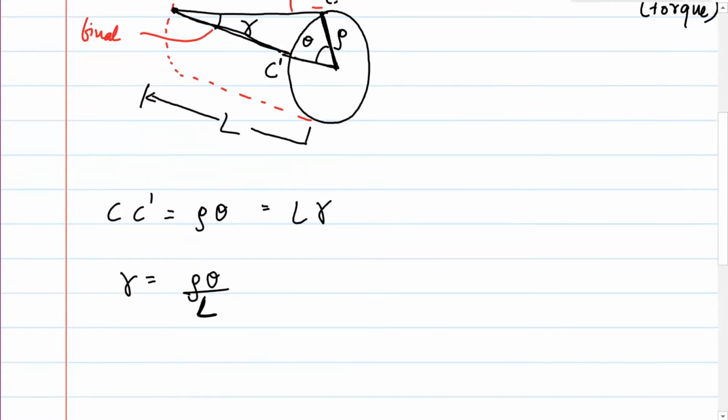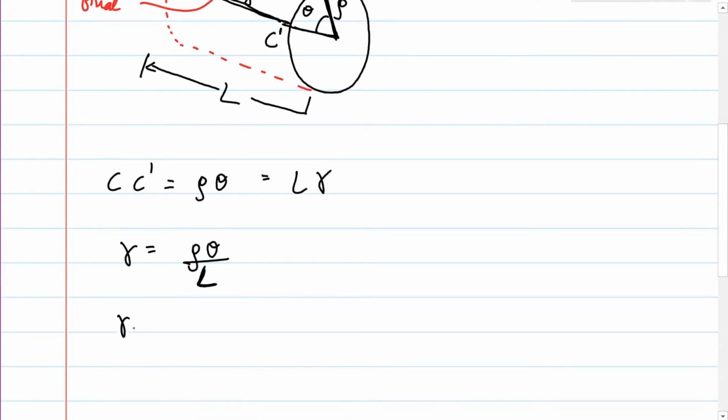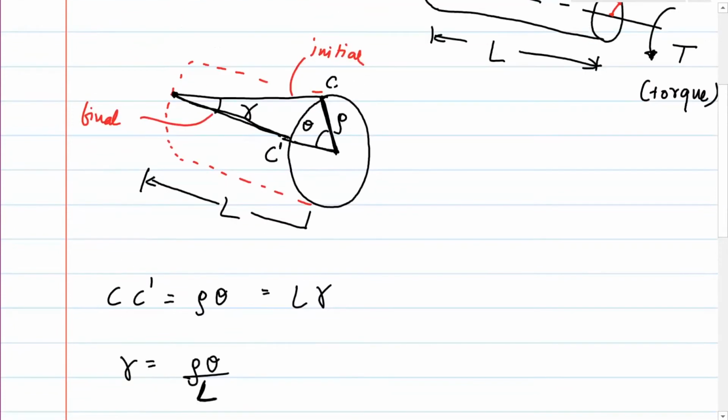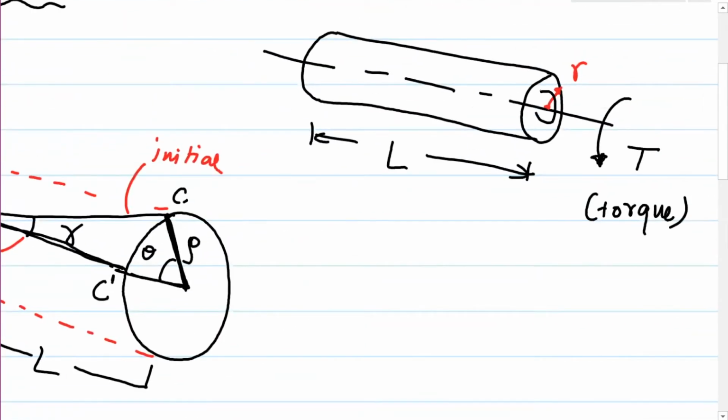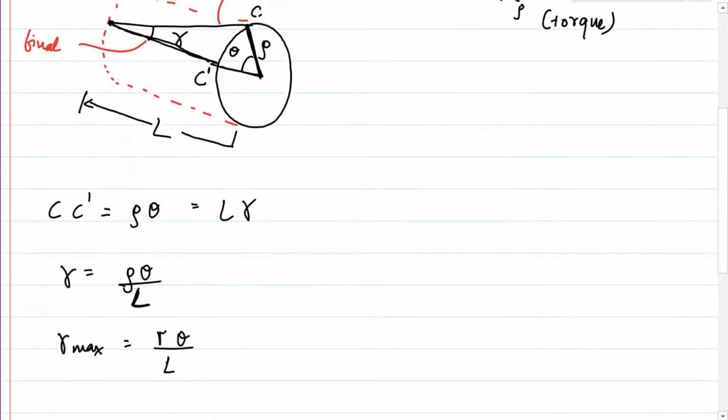So that's the first important formula, which tells you the twist of the shaft in terms of the angle theta, the radius and the length. Now gamma max is R theta by L. So why did I put rho and L? Well, you could have concentric circles, and let's say one of these circles is of radius rho, right? And that's why I have rho there. But if you want to find the maximum, you always put the maximum rho, and that's R.